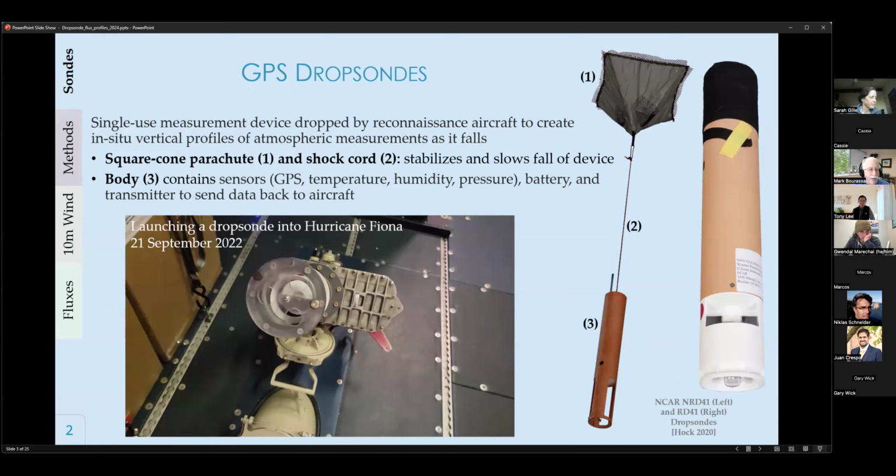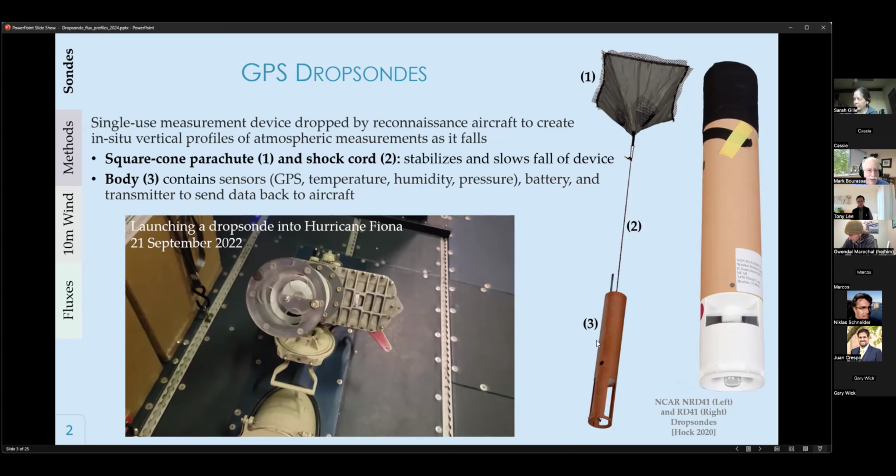So dropsondes. These use global positioning system data for tracking the position. As the position moves, you can estimate the speed. These are tubes that are dropped out of an aircraft. Eventually a parachute emerges. There's a cord holding it, and they fall rather rapidly through the atmosphere, gathering data. So it's a fairly straightforward system.